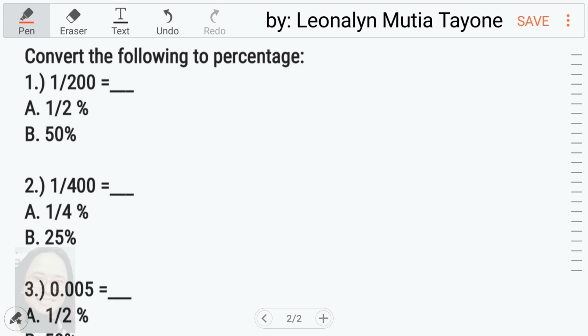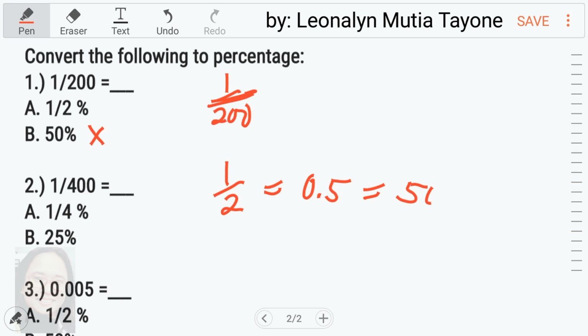Number 1. Let's convert the following to percentage. So, number 1 is 1 over 200. Paano ito i-convert into percentage? Ang iba ay sumagot ng 50%. 50% is equivalent to 1/2 or 0.5. That is equivalent to 50%.